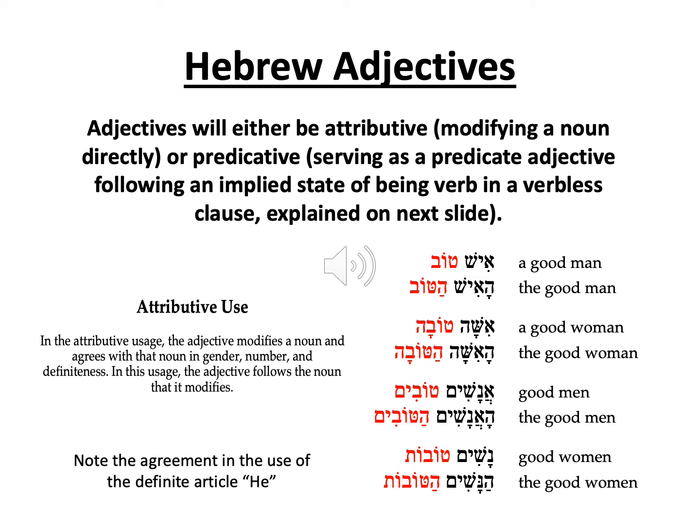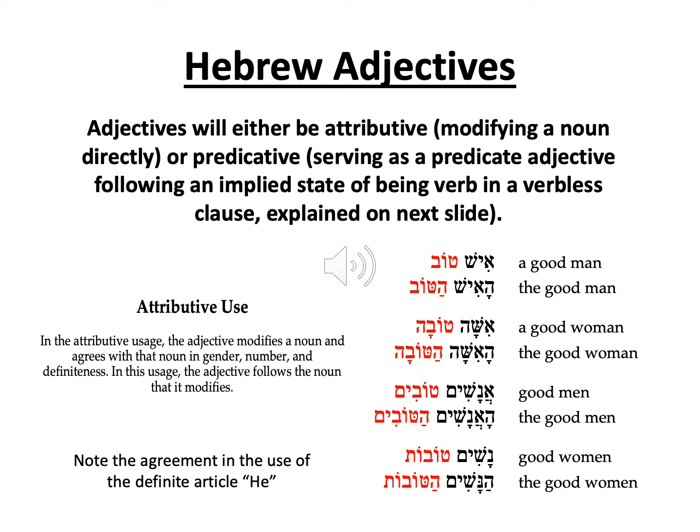For instance, a good man. The adjective good is attributing some quality to the noun man. Although in Hebrew, the adjective in an attributed case will follow the word it is modifying. So we would say man good rather than good man. In Hebrew, we would read this as ish tov.